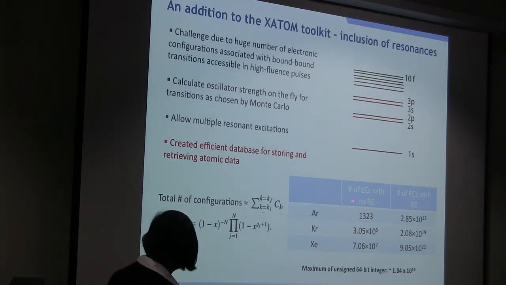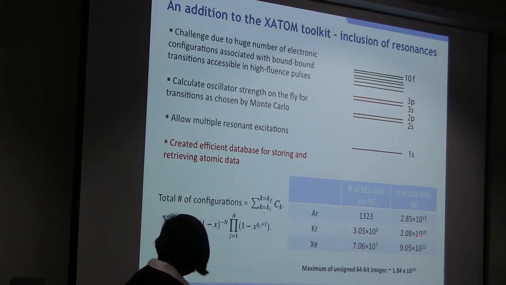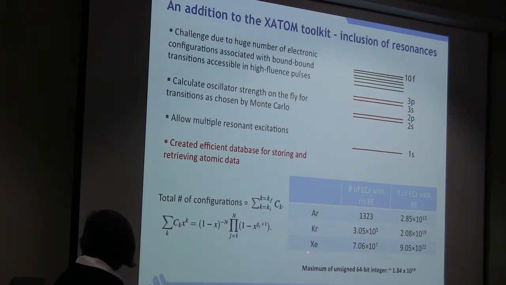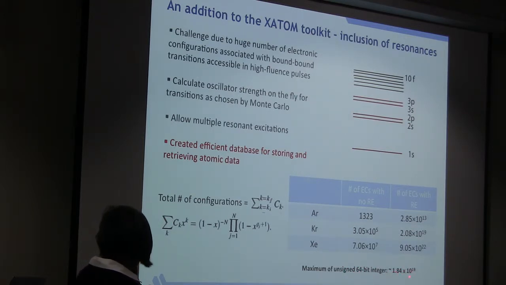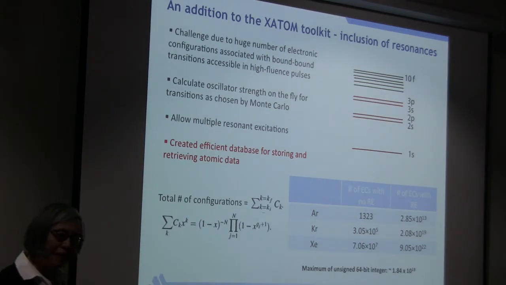Without these resonant excitations, the number of electron configurations that you might want to consider is manageable. And when you get up to xenon, with these resonant excitations, you're getting up to like a mole of electron configurations that you have to consider. And the maximum number of an unsigned 64-bit integer, say, points out to me, is less than that number. And so you can't just make a big table and then pick out what you need when you need it. And so you really had to have a really efficient database for storing and retrieving all this atomic data.